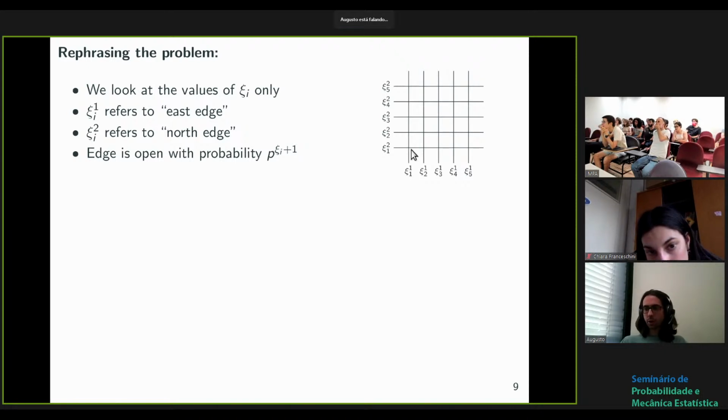But we are going to require that to cross an edge, you don't have to pay P, but you have to pay P to the psi I plus 1, where psi I is the corresponding variable here underneath. So it's exactly equivalent, but now we are dealing with the square lattice, which is more convenient to identify edges, to make indexing. Now our sums are no longer random, right?